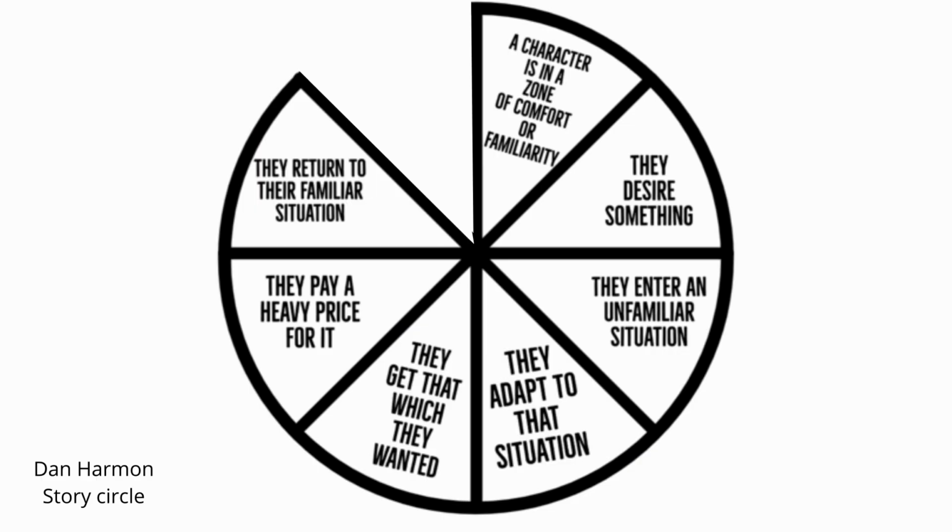The seventh step is to return to the familiar situation. We're nearly at the end of the circle now, and this is the penultimate stage. Your hero is back in their familiar environment. So with Michael, he's returned to New York a changed man. He was married after all, and had the experience of living in Sicily.